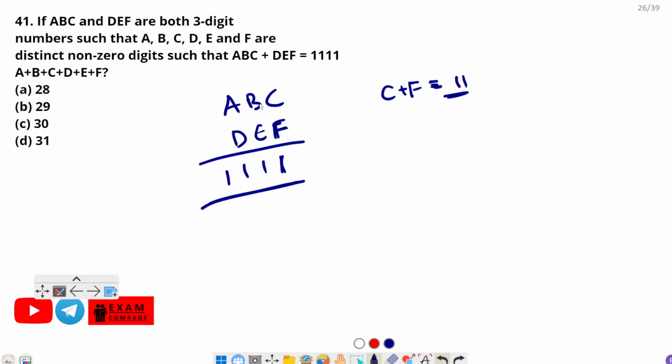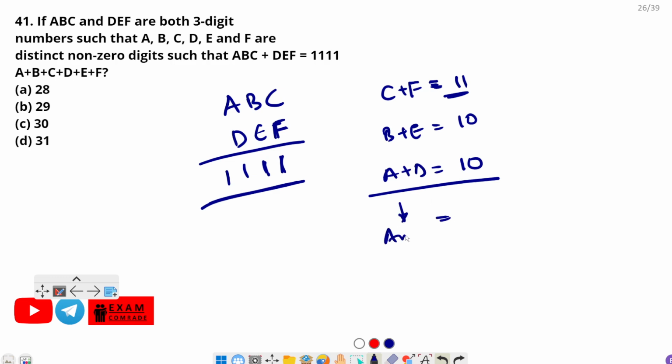This one will be carried to the 10th place. b plus c is equal to, this one is carried from unit digit place, so b plus c will be 10. Similarly, a plus d is equal to 10. What is asked is a plus c plus d e f. So if we add on the left hand side, we'll get the answer, that is 20 plus 11, 31.